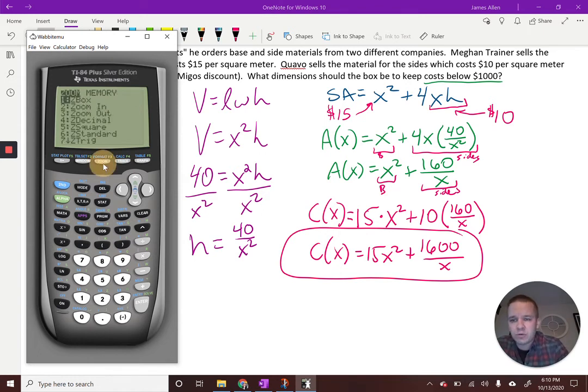So I'm going to hit zoom, and then we'll go with fit, which is 0. And let's see what the calculator gives us. Come on, big money, big money. All right. Well, it's not too bad. Okay, it's a little hard to see that 1,000, right? So I'm going to need to make some adjustments.